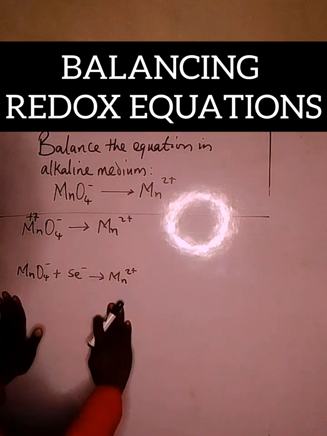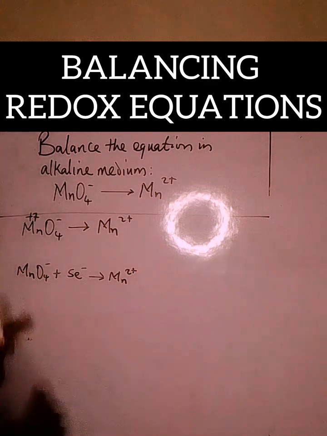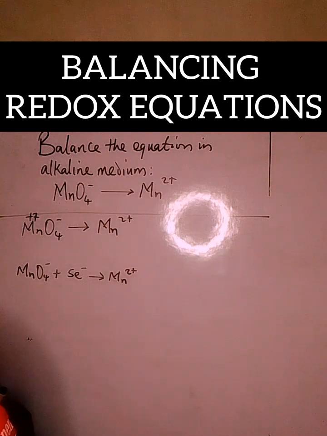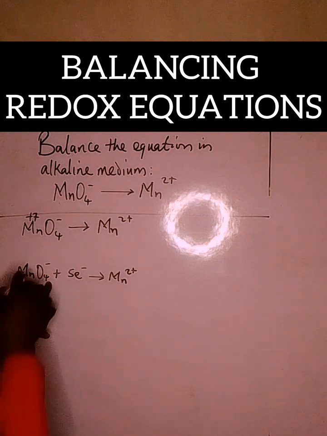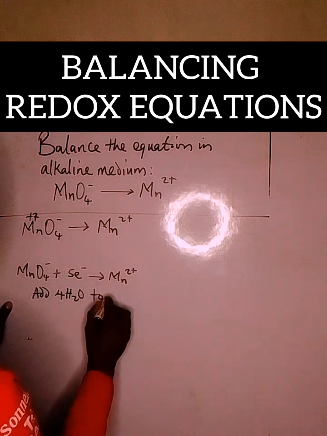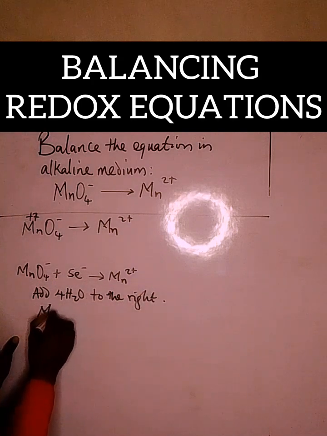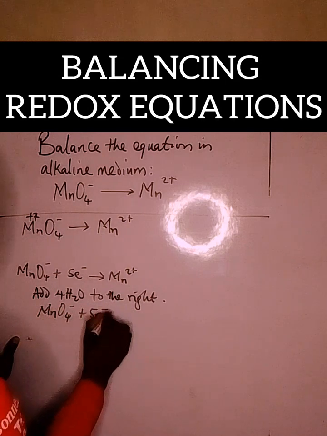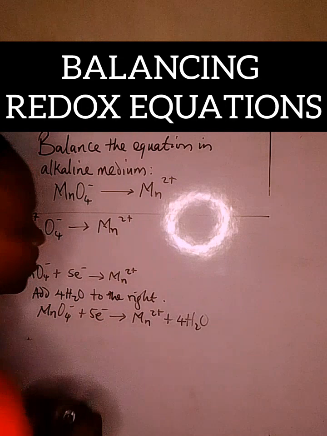The next step is to balance oxygen. Oxygen is 4 here and there is no oxygen at the right-hand side. So what you do is add water. How many water? 4, because oxygen is 4. You add 4 molecules of water to the opposite side from where the oxygen is, that is to the right. And that is MnO4- plus 5 electrons to afford Mn2+ plus 4 water molecules.